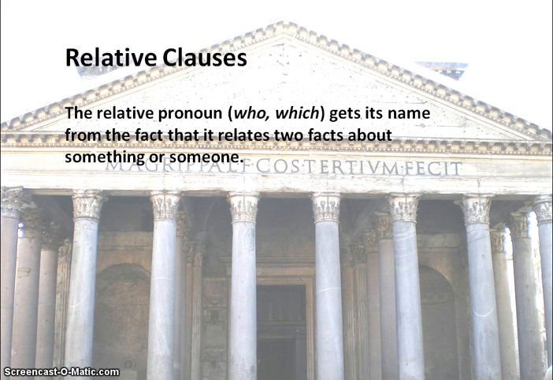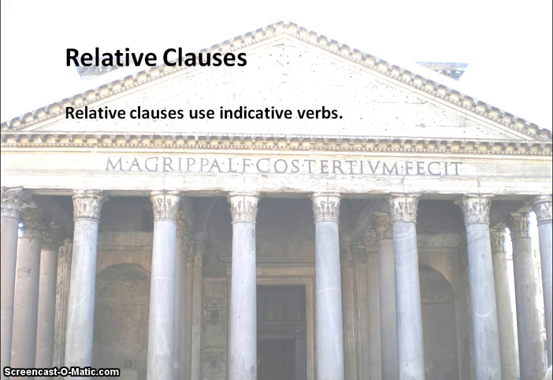First of all, what is a relative clause? Well, a relative clause uses the relative pronoun, which in English is often who or which, and it gets its name from the fact that it relates to facts about something or someone. Now, the fact that it's relating facts means that a relative clause will use an indicative verb. So you don't actually need to worry about subjunctives or infinitives or anything like that.